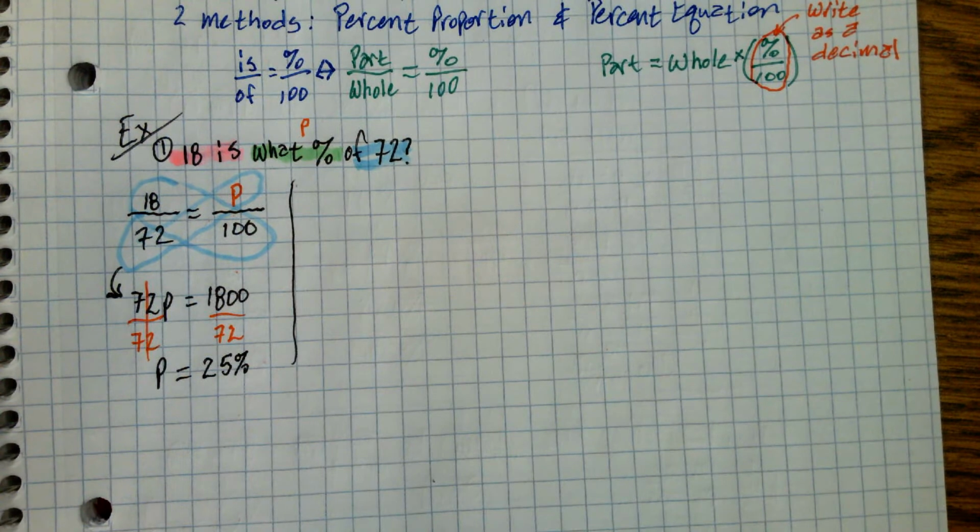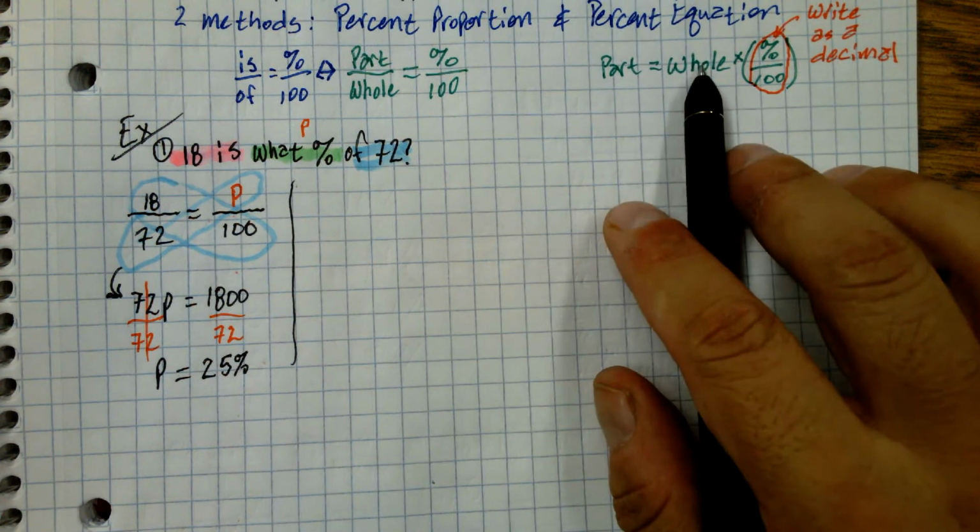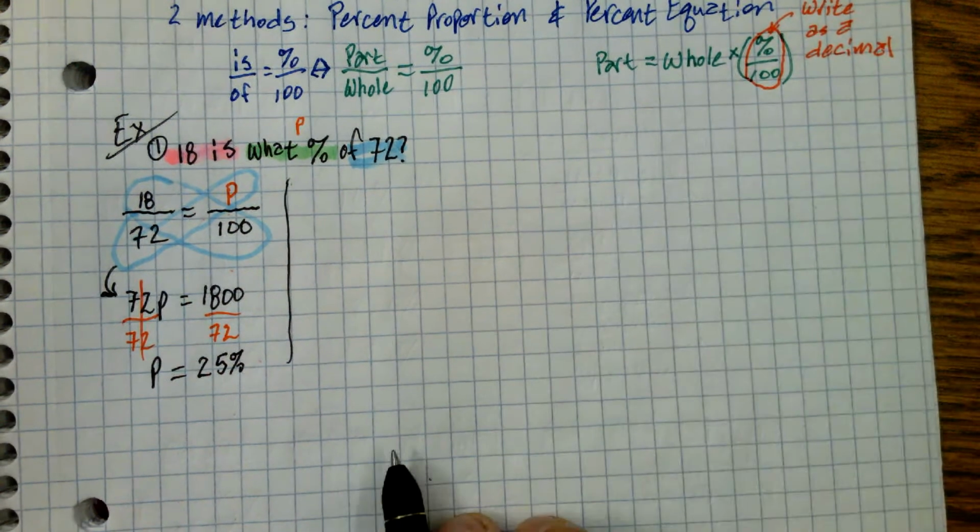Okay, so it's 25%. I like the percent proportion because the answer you get is how you answer it. That's your complete answer. You don't have to do any conversion. Using the percent equation, we're going to have to do a little conversion at the end. But that's not a big deal, I don't think.